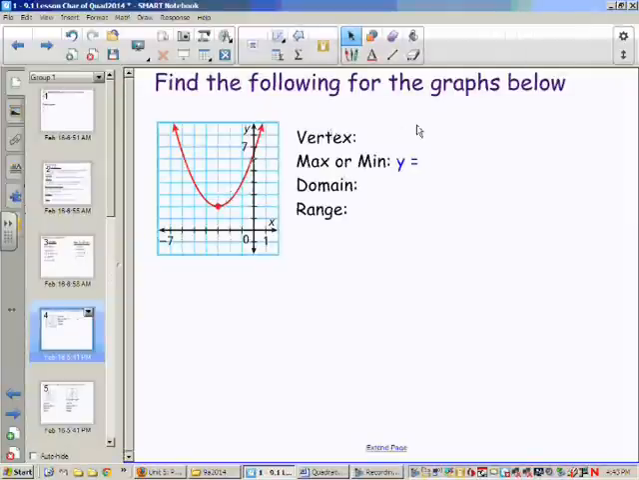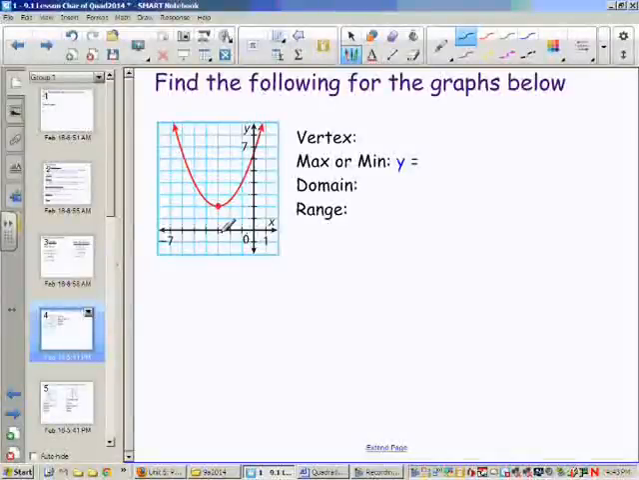Find the following for the graphs below. Here we've gotten some experience with this when we did the transformation section. The vertex here, the x-coordinate, looks like it's negative 1, 2, 3. The y-coordinate is 2. So negative 3, 2. And to find the max or min at the vertex, it is a minimum, and it occurs when x is negative 3, but the y value is what we care about, when y is 2.